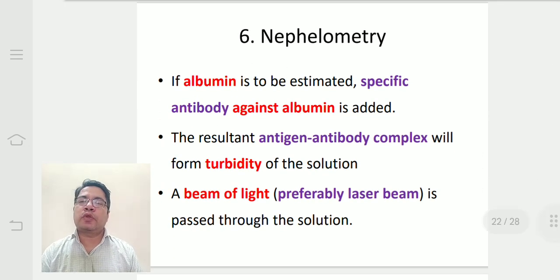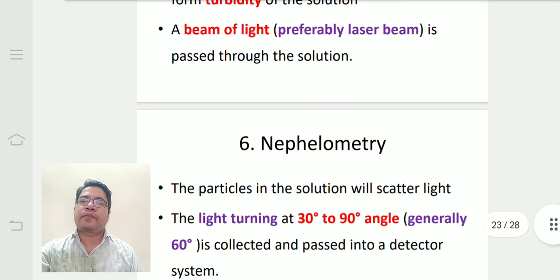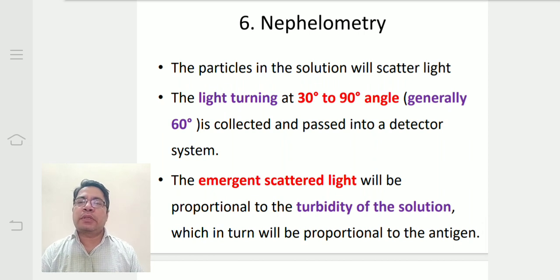If albumin is to be estimated, the specific antibody against albumin is added. The resultant antigen antibody complex will form turbidity of the solution. A beam of light, preferably a laser beam, is passed through the solution. If the particles in the solution scatter light, the light emerging at 30 degrees to 90 degrees angle, generally 60 degrees, is collected and passed into a detector system. The emerging scattered light will be proportional to the turbidity of the solution, which in turn will be proportional to the antigen.